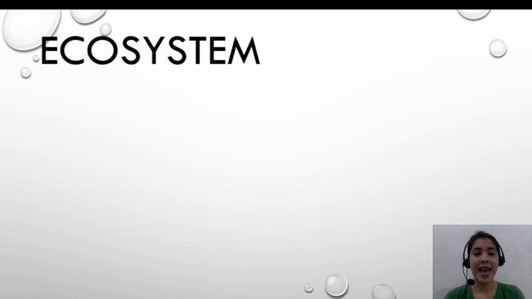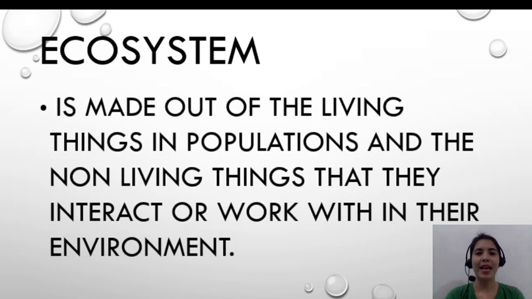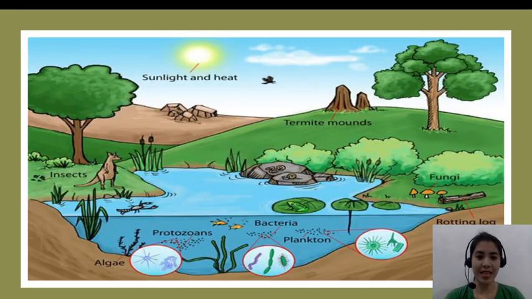Okay, pag pinagsama-sama natin ang community, ang mabubuo is ecosystem. So what is ecosystem? It is made out of the living things and populations and the non-living things that they interact or work with in their environment. So in an ecosystem, we are considering not just only the living things but also non-living things. Example of ecosystem is in the picture. Mapapansin nyo dyan, merong mga living things such as the different animals, merong mga plants, and of course, merong non-living things in order for the living things to survive. Katulad ng sunlight, water, rocks, at air. Okay, so that is ecosystem.